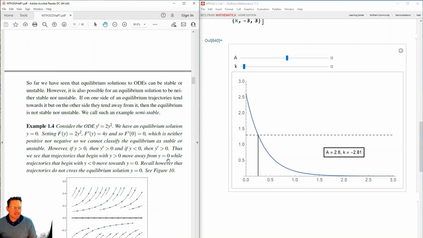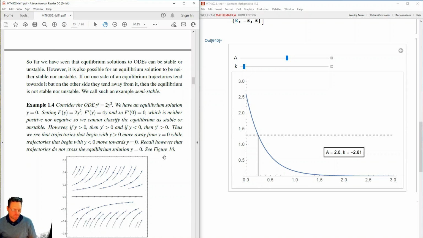Okay, now let's have a look at a semi-stable example that's neither stable nor unstable. Okay, have a look at this diagram. Trajectories that are above the equilibrium y equals 0 tend away from that, whereas trajectories that start off below y is 0 tend towards it. And so we call this a semi-stable example, right? So an example of this is y dash equals 2y squared, and it's all because of that square that makes that happen. So if you had an even power, you would have a semi-stable equilibrium.